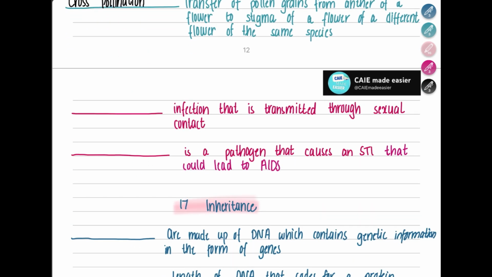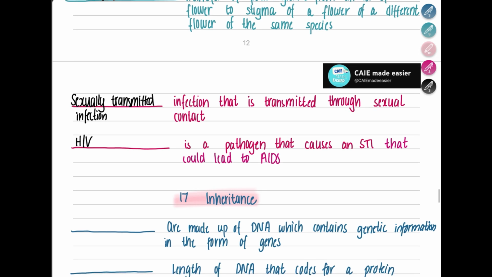Blank is an infection that is transmitted through sexual contact. That is going to be an STI, sexually transmitted infection. Blank is a pathogen that causes an STI that could lead to AIDS. Okay, so remember, what's a pathogen? It's a disease-causing organism that causes an STI and could lead to AIDS. This is HIV, human immunodeficiency virus. I'll just write HIV here. It's a pathogen. Okay, moving on.